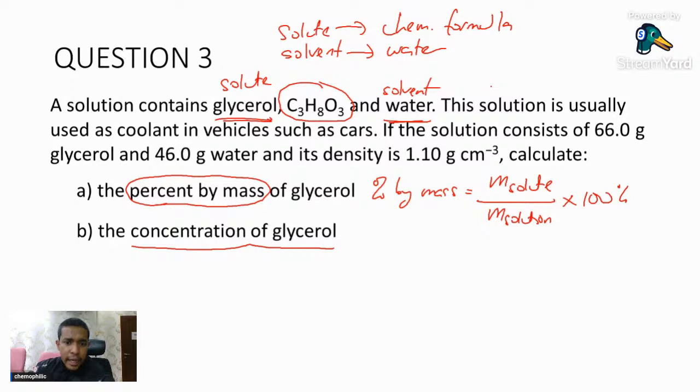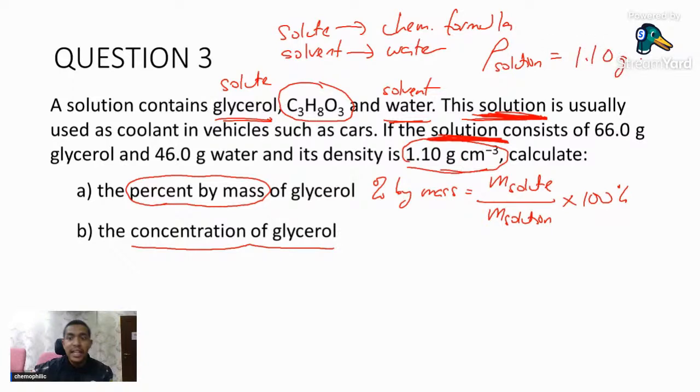Okay. And then it says here, this density given, this is the density of the solution. How do I know? Because you look at the sentence, this solution. Okay, this solution is usually and so on. And also look at the third sentence, they give you the word solution again. So that's why this is the density of the solution, 1.10 gram per centimeter cube. Centimeter cube is also similar to gram per ml. It's just the same thing.